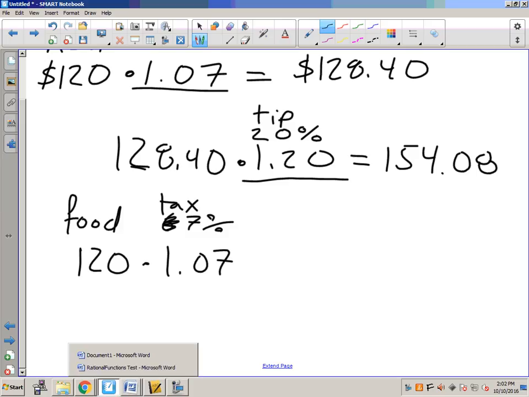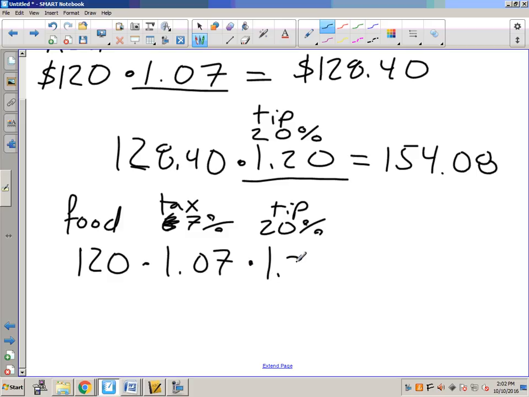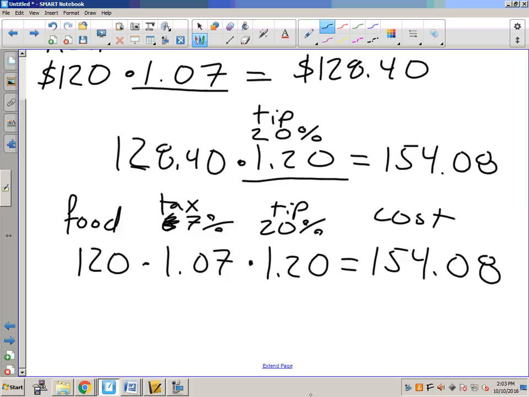And then we had our tip, and we were feeling especially generous and trying to impress our folks. We tipped 20%. So we multiplied again by 1.20, and that gave us our final bill, or our final out-of-pocket cost, which was $154.08. Okay? Your equation is going to look just like this.